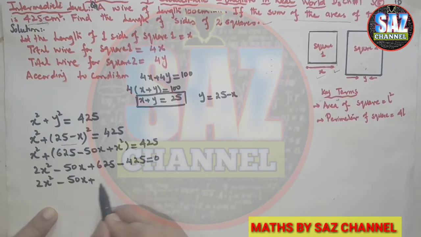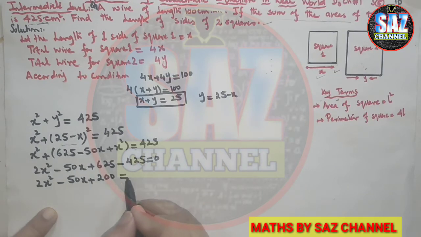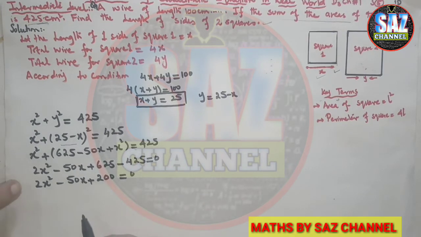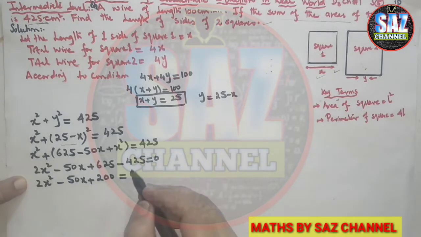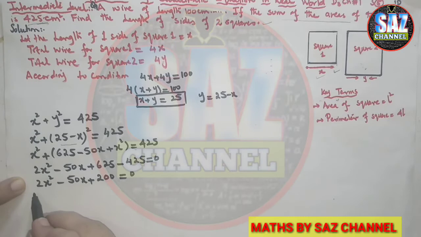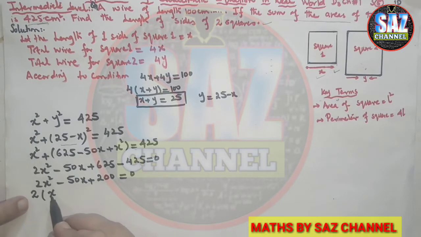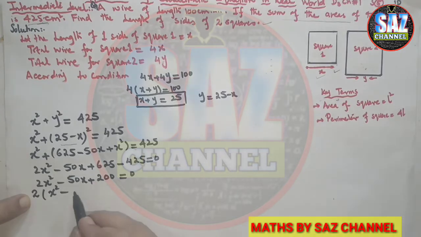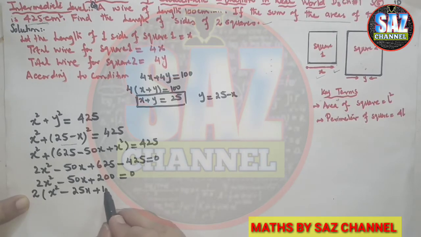5 minus 5 is 0 and this will become 200 equals to 0. Look at this equation: 2x square minus 50x plus 200 equals to 0. We can extract 2 as a common factor. So when I take 2 as a common factor, the equation will become x square minus 25x plus, I have taken 2 out, so I have to write 100 equals to 0.